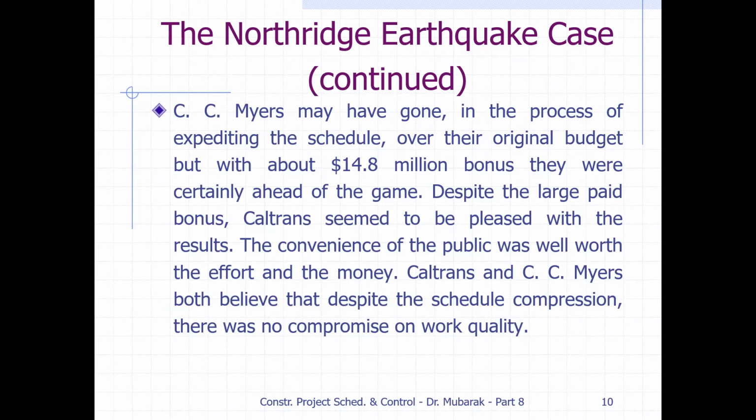Caltrans and CC Myers both believe that despite the schedule compression, there was no compromise on work quality. Because they completed the project in 66 days instead of 140 days, but they did not compromise on quality issues. They maintained the quality. So everybody was happy with the performance of this contractor. Here they want to give you an idea of how schedule compression helps in opening very important projects, to ease the traffic or to make things convenient for the public.